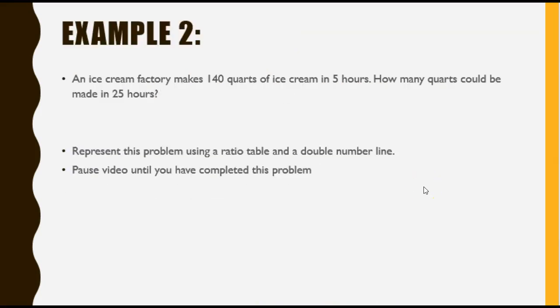Okay, let's do example 2. An ice cream factory makes 140 quarts of ice cream in 5 hours. How many quarts could be made in 25 hours? Represent this problem using a ratio table and a double number line. Pause video until you have completed this problem.